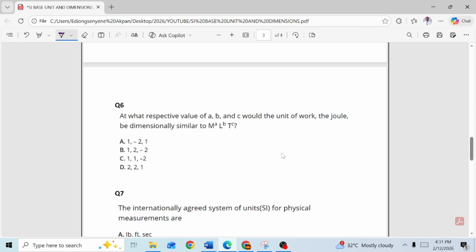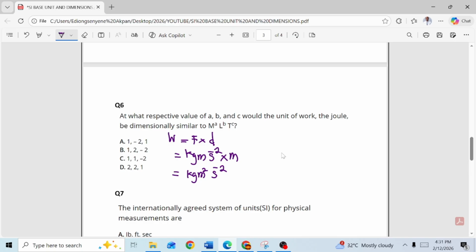Number 6. At what respective value of a, b and c would the units of work, the joule, be dimensionally similar to M raised power of a, L raised power of b, and T raised power of c? For us to answer this question, we will find the dimension for work. After that, we do the comparison. What is work? Work is force times distance. Force is kilogram meter per second squared times meter. That gives us kilogram meter squared per second squared.